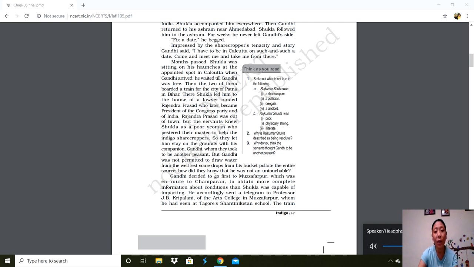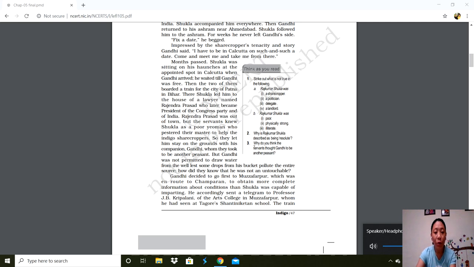Okay, so how did they know that he was not an untouchable? But pathetically, the servants did not know that Gandhi was not an untouchable. All right. Okay, so here this theme, or you can say the status, of untouchability is being reflected. All right. Okay, next one.